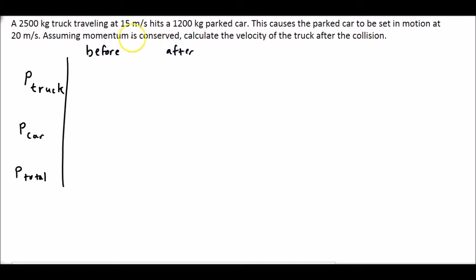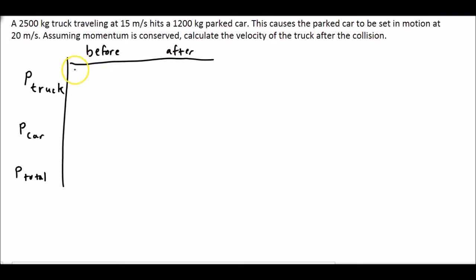So we're still going to use our modified 4 steps to solve this problem because we have a before and after scenario here. We're going to start by setting up our data table, and we're going to find the momentum of the truck, the momentum of the car, and the total momentum. We're going to do that for before the collision and after the collision.